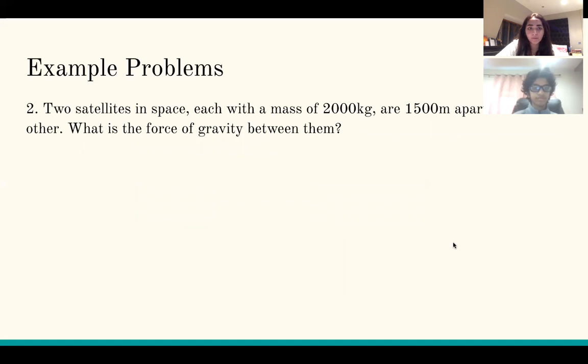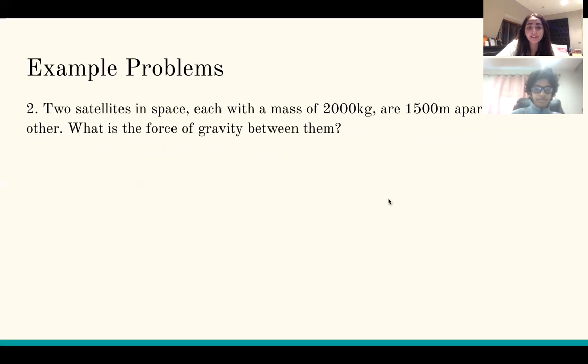And now our second problem. 2 satellites in space, each with a mass of 2,000 kilograms, are 1,500 meters apart from each other. What is the force of gravity between them? Like before, again, we will give you 5 seconds to pause this video, try out the problem, and then we'll go through the answers.